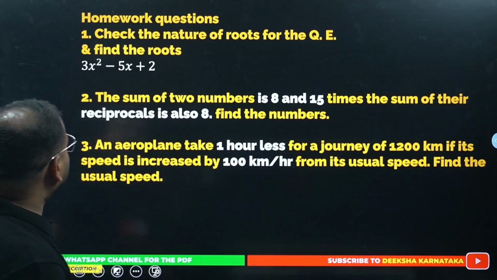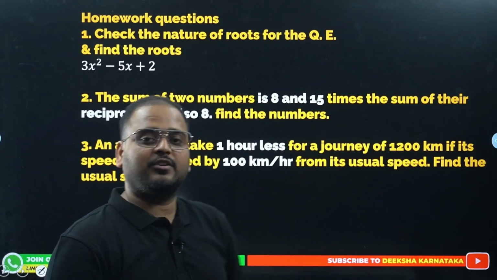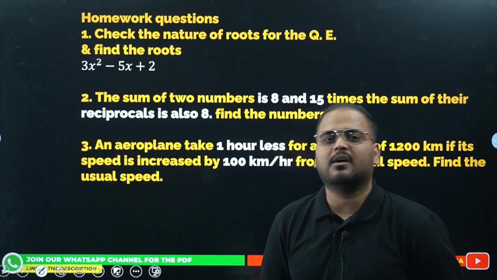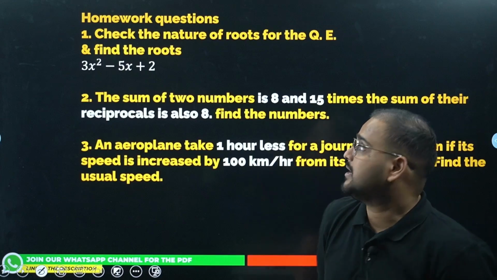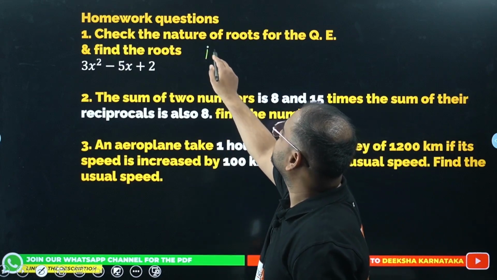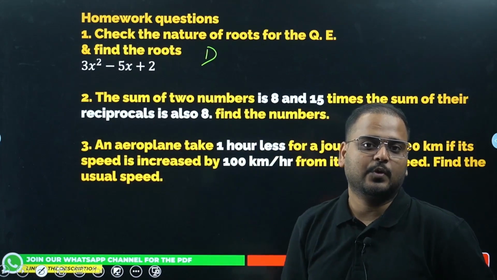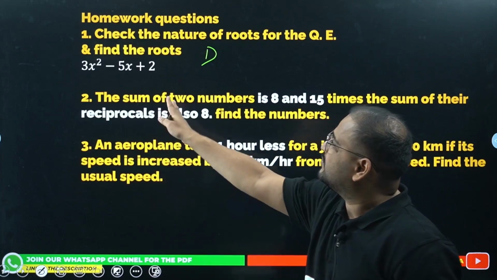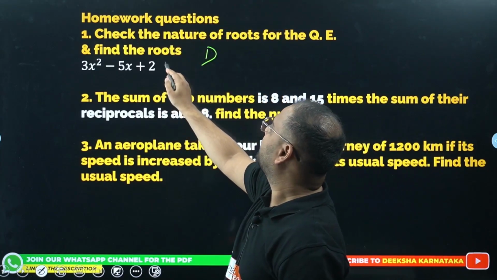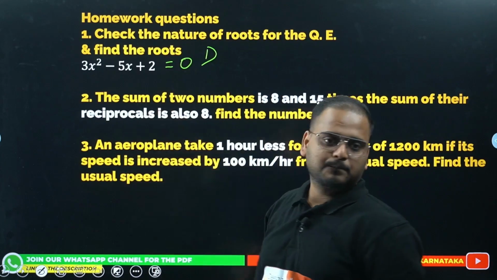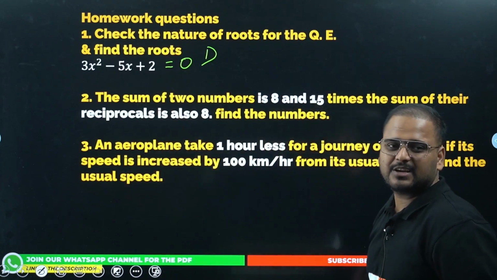Check the nature of roots. Graph is not given, sir. We can't use the graph. What are we going to use? The parameter, the discriminant D. So find the D and solve the question. Next one: find the roots also using Sridharacharya's method. Equal to 0 is there.